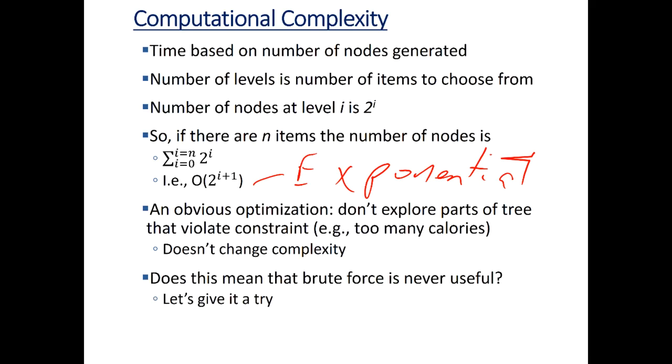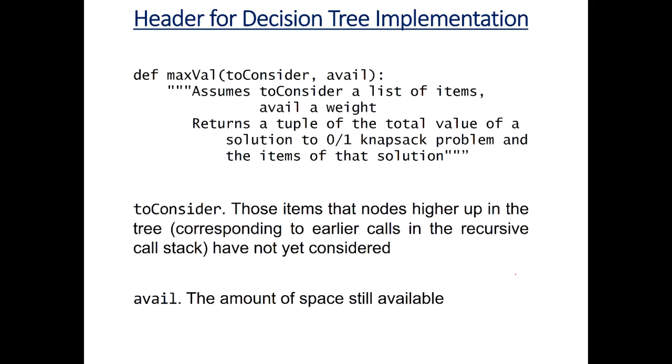Well, does the fact that it's exponential mean that brute force is never useful? Well, let's give it a try and see. So let's start by looking at the header of our implementation for the decision tree. It's going to take 2 arguments, the items to be considered and the available weight, the constraint. And then it will return a tuple containing the items we decided to take and their total value.